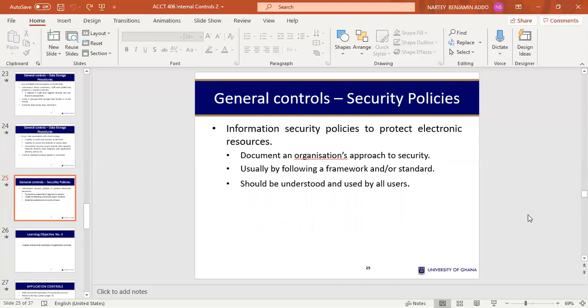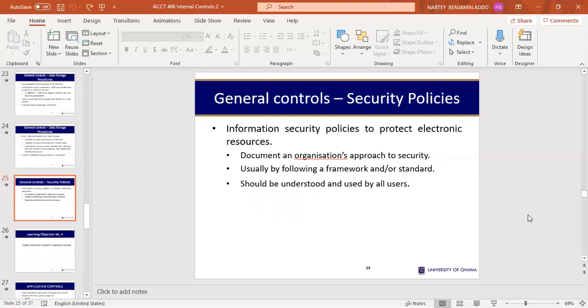We need some kind of policies that will prevent or protect electronic resources. So document an organization's approach to security. We need to put in document form all the approaches that the organization will adopt to security. It must be documented, usually by following a framework and or a standard. Yes, so if you have adopted the COSO framework or the COBIT framework, then that is where you're going to document your approach to security based on the COBIT framework or the COSO framework.